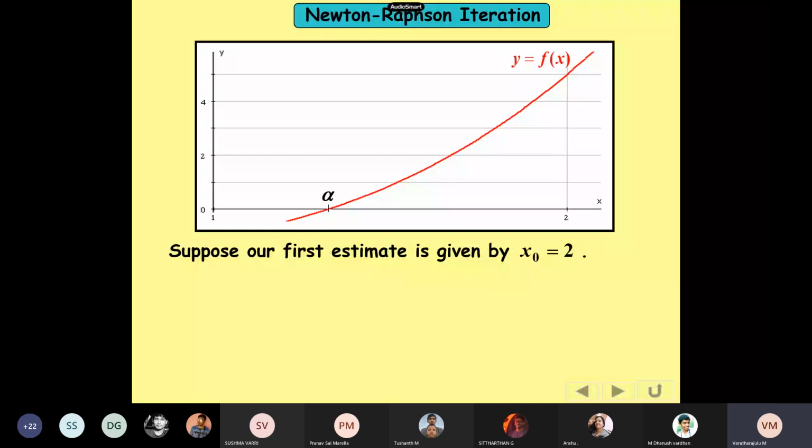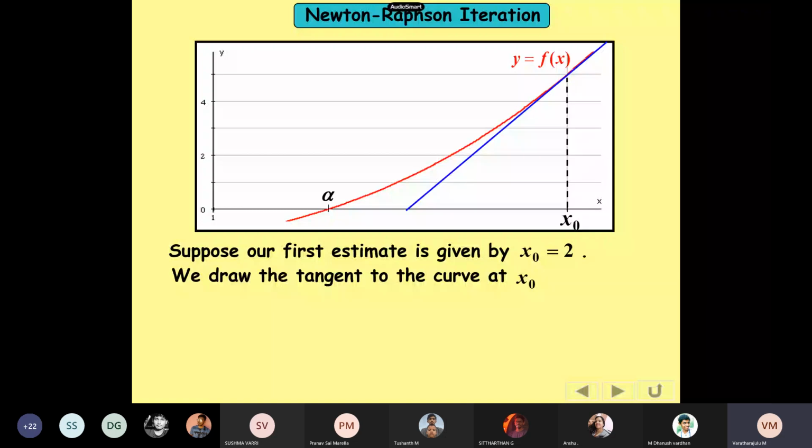This is the x naught line which meets the curve. At that particular point where x naught meets the curve, we need to make a tangent. This is the tangent. Why do we depend on the tangent? We move from x naught, that is 2, to somewhere nearer. We can make a move from x naught to alpha. That is our objective.